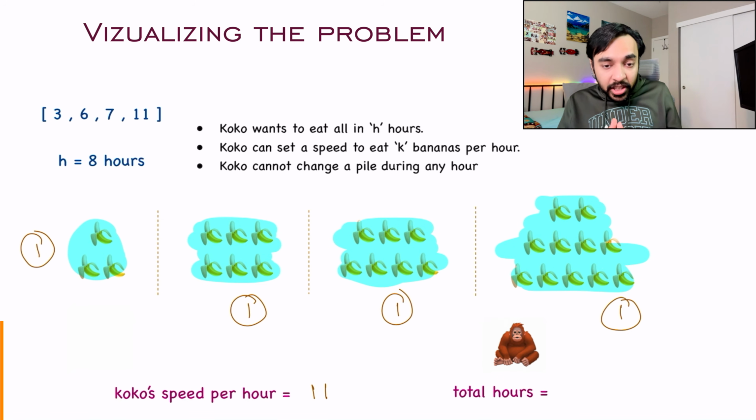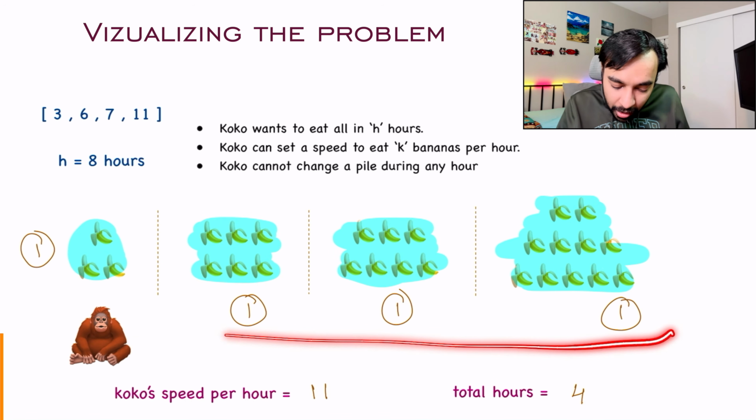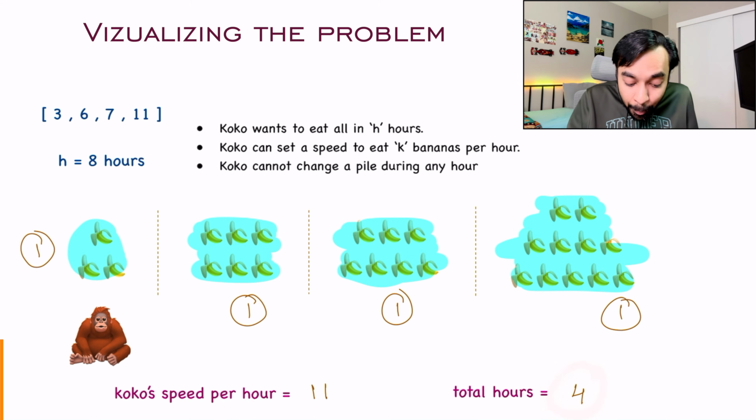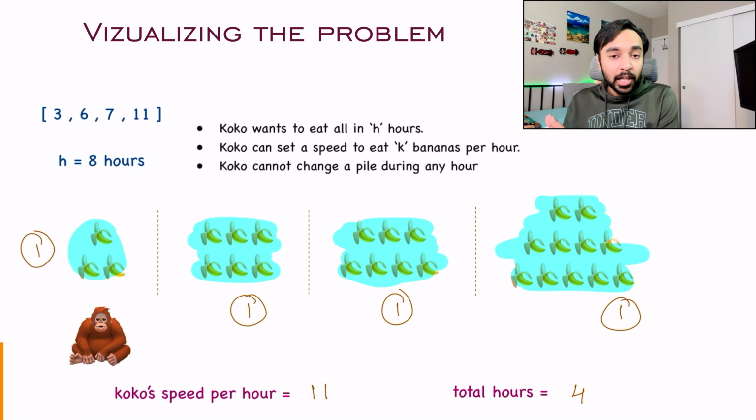So, if you notice, how much time did she take? She took a total of only 4 hours, right? Now, this is a valid scenario. Koko was able to eat all of these bananas and she only took a time of 4 hours. But she still had 8 hours available. So, she still has some time left.